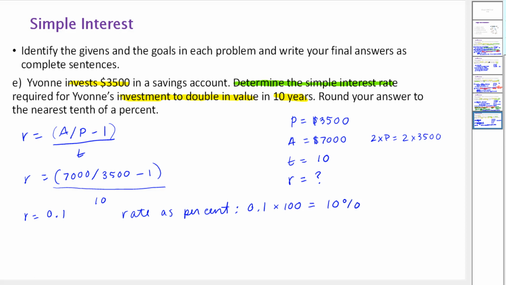Okay. So let's write our answer as a complete sentence. And it was determine the simple interest rate. So the simple interest rate is 10%.